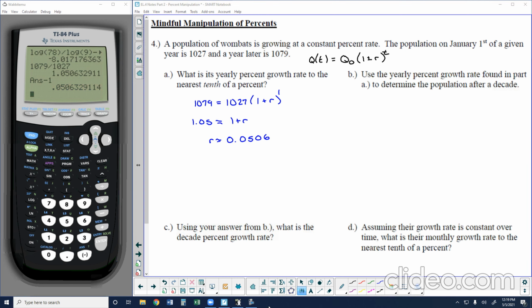So the rate, r here, is approximately 0.0506. It says round to the nearest tenth of a percent. So if we wanted the percentage of this, we would move that decimal place over 2 spots. And so this would be 5.06, which is 5.1%, approximately 5.1%.